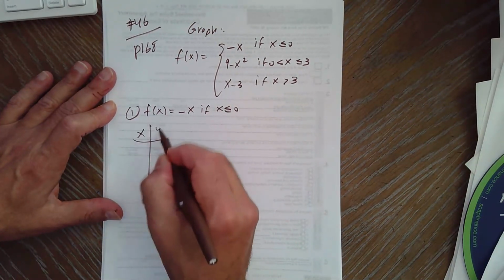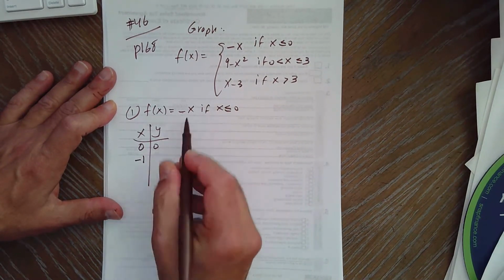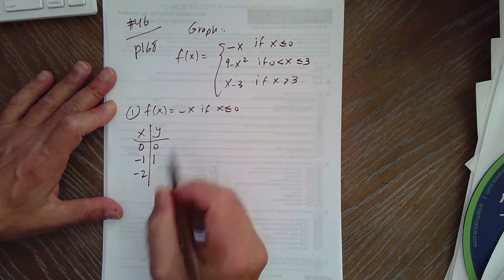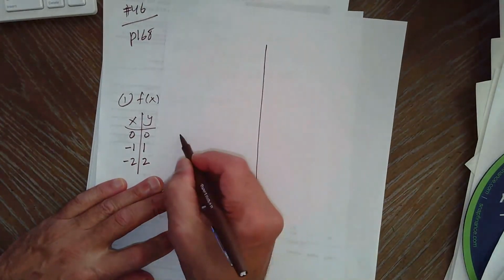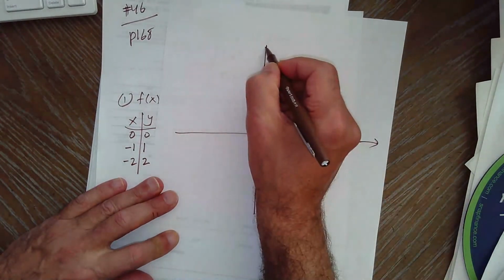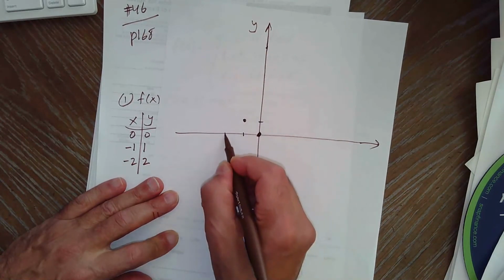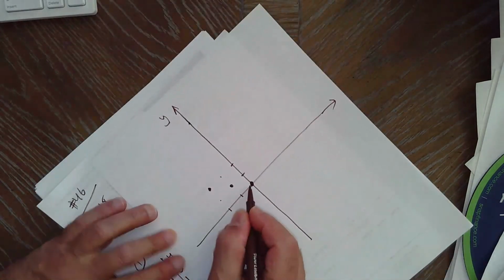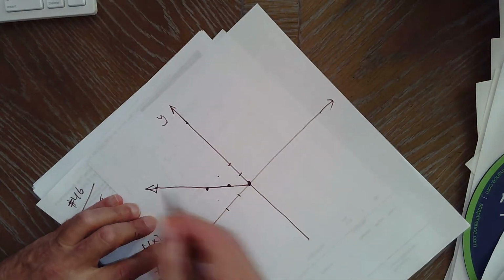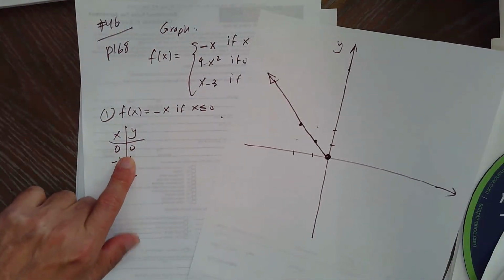Next, okay, so x is 0 or less. We can start with 0, negative 0 is 0, then we can do negative 1, it will be the opposite of that, negative 2, the opposite of that is 2. I'm going to do the graph on a clean sheet of paper because I need space. Okay, so 0, 0, negative 1, 1, negative 2, 2, and it's going to extend indefinitely in that direction. And you can see I have a closed circle at 0, 0 because that includes 0. Okay, 0, 0 is a point on this part.